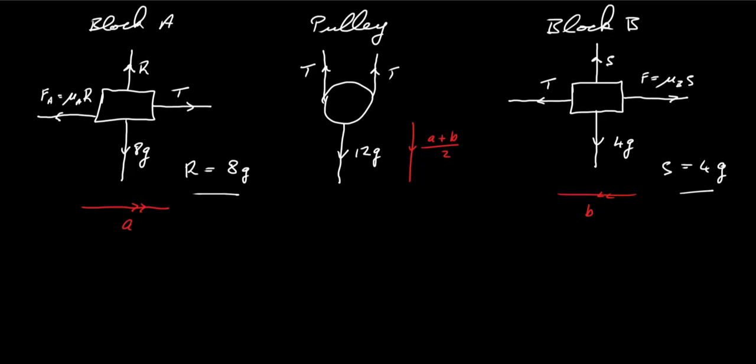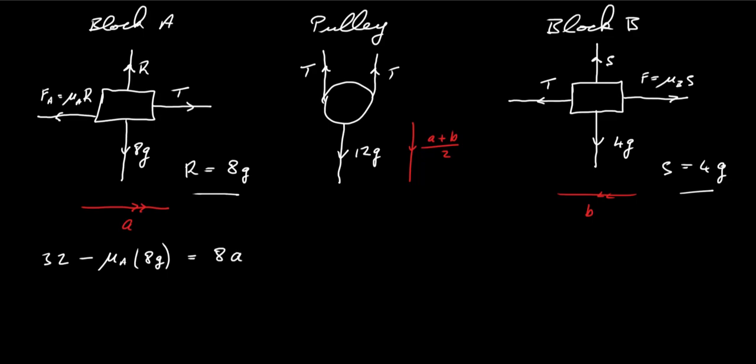So let's start with block A. The block is going to move to the right, so we can say 32, which is the tension, minus the force to the left, which is mu A times R, and we know that R is just 8g, is equal to its mass times acceleration. Its mass is 8, and the acceleration is a. So that's my first equation.